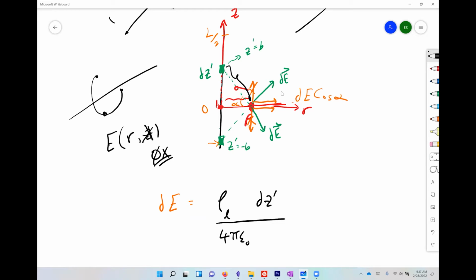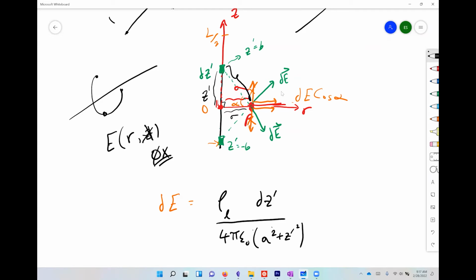This is like a right-sided triangle, right? So this is going to be z prime here, the z-axis. This is going to be a. So this distance is going to be square root of a squared plus z prime squared, right? But this is going to be r squared here. So r squared is going to be a squared plus z prime squared.